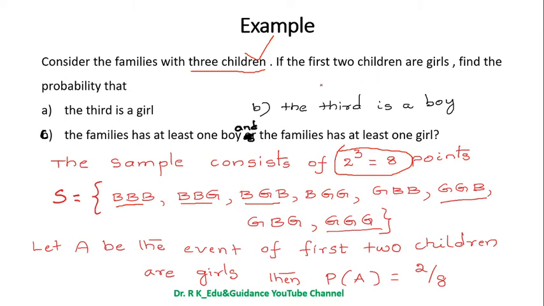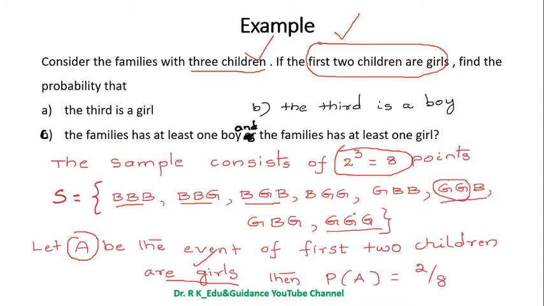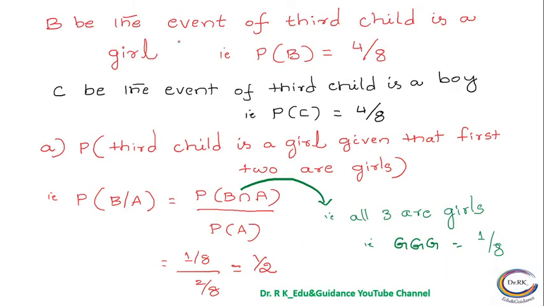Now we'll consider the event. This is the first event that happens: the first two children are girls. Let us consider this as an event A. A is an event where the first 2 children are girls. Then it's very easy, we can find its probability. P of A equals, total is 8, and the favorable cases are where the first 2 children are girls. This is one favorable case and this is another favorable case. Therefore 2 by 8. Next, another event: B is the event where the third is a girl.